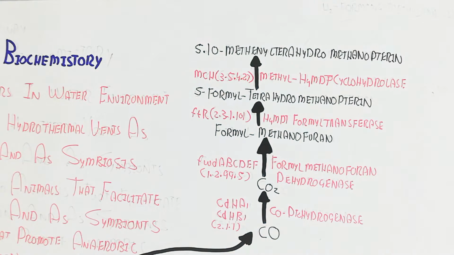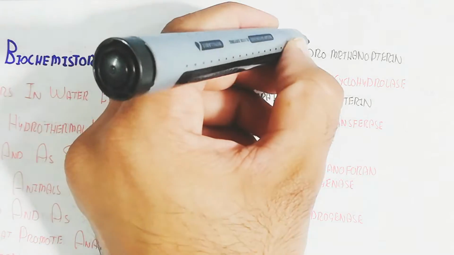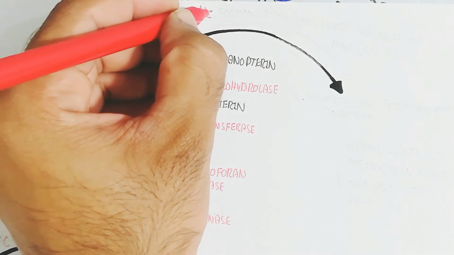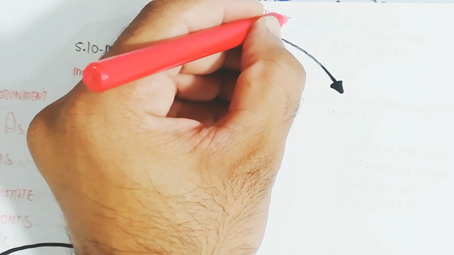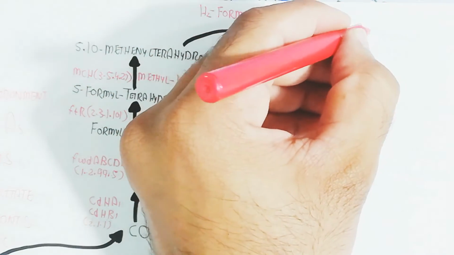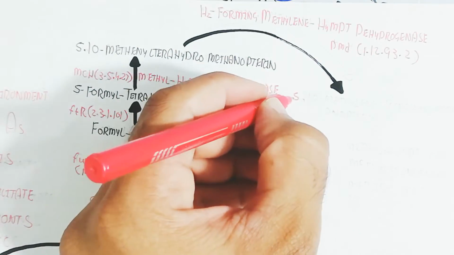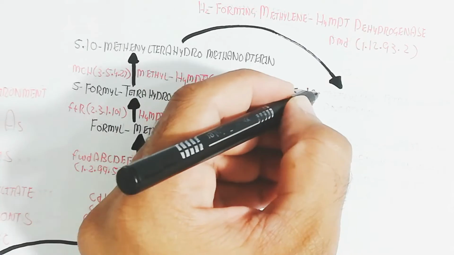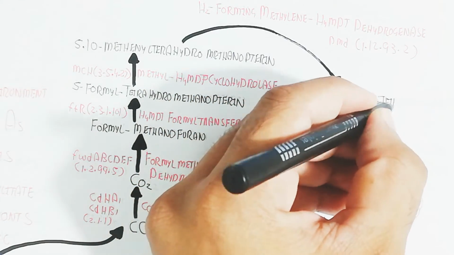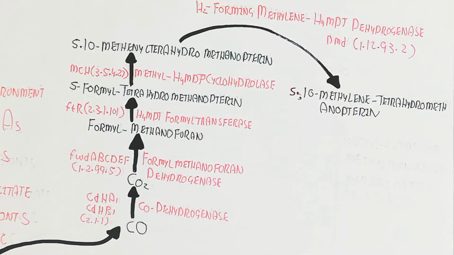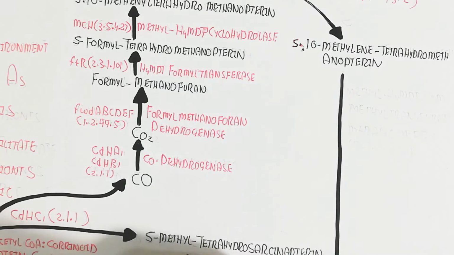This compound will further go to the H2-forming methylene H4-MPT dehydrogenase enzyme, gene Hmd, 1.12.98.2, which produces 5,10-methylenetetrahydromethanopterin. This compound is generated, and this is the super pathway from carbon monoxide to produce methane. Remember that.